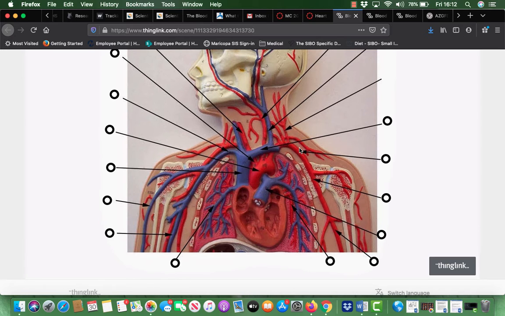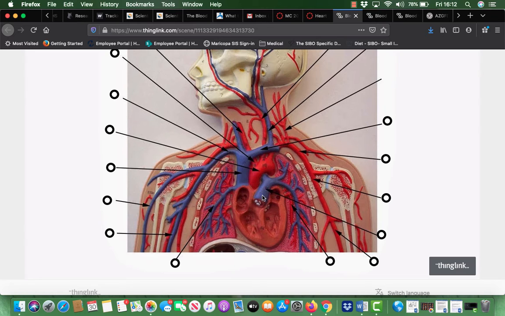Let me see. Oh, I didn't do any of the pulmonary circulation here. So let me run through the pulmonary circulation real quick, and then I think I've covered everything for this one. Pulmonary circulation should be pretty easy because we just did the blood flow through the heart. So this one is fairly easy.